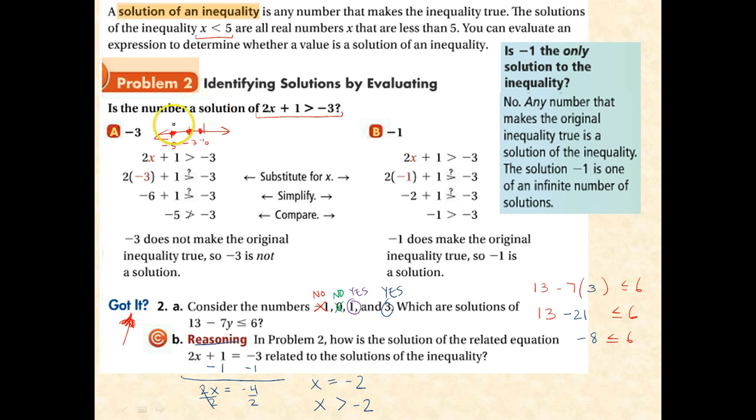Well, let's see our solutions over here. Negative 3 is less than negative 2, and it was not a solution. Negative 1 is greater than negative 2, and it is a solution. So pretty much any number bigger than negative 2 is going to be a solution to this inequality.